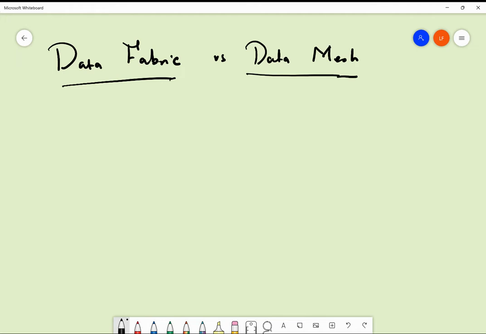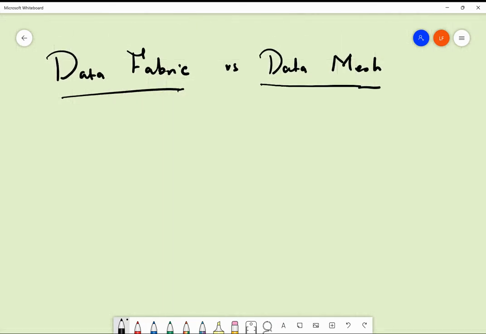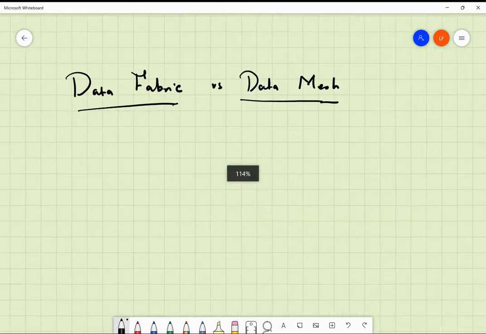And the net result is the average architect, the average decision maker is left confused, right? Is this just another buzzword, another jargon from consultants trying to get you to buy services or products from them? So what I'm going to do here is, as always, take this concept, really unpack it and break it down and go into the fundamentals for the layperson to understand what is a data fabric and what is a data mesh. And as we go through, we're going to answer a couple of questions.